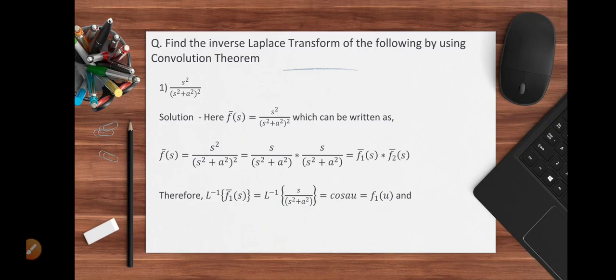The second step is you have to find the inverse LT of f1 bar of s. Here this is the standard result for the Laplace transform of cos au. So your answer for L inverse of s upon s square plus a square is cos au. We call this f1 of u. Similarly, for the second one, you get the same result, cos au, and here we call it f2 of u. So here we have completed 3 steps out of the 4 steps which are treated as a procedure to apply convolution theorem to find inverse LT. Now the last and the most important step where we are going to apply convolution theorem.